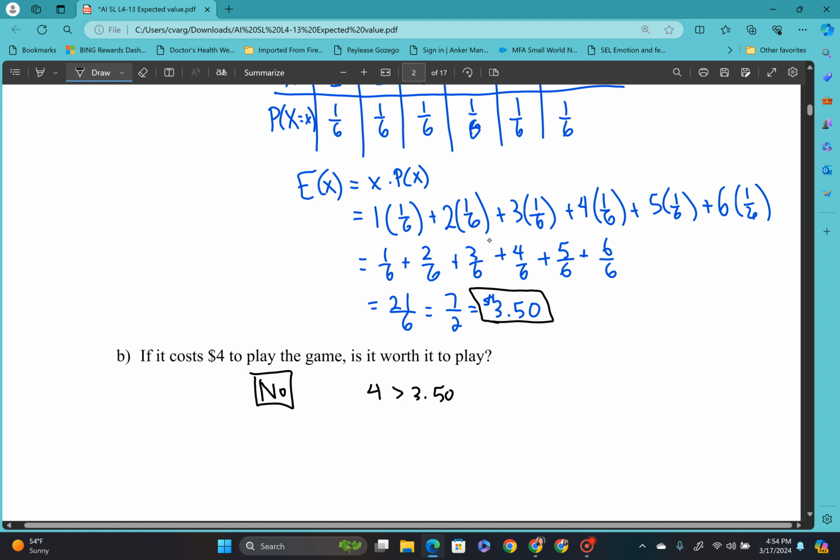This is your chance of winning is $3.50. So $4 is more than $3.50. So it is not worth it to play the game. Okay. Hopefully you have a better idea of what expected value is.